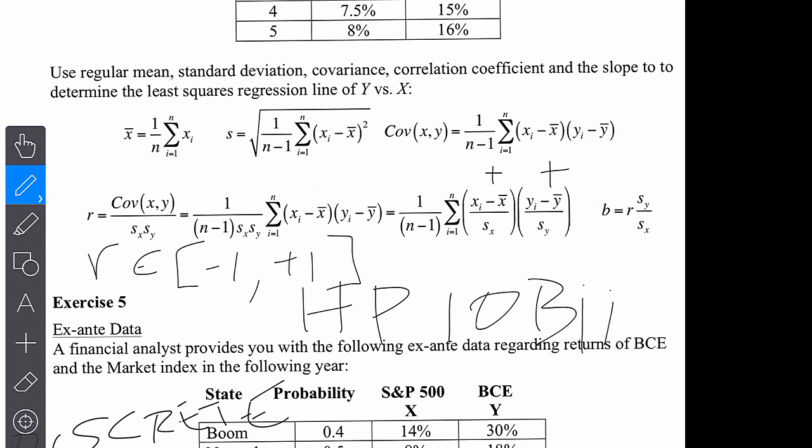If instead, when x is above its mean, y tends to be negative most of the time, then these will be multiples that become negative because you're multiplying a positive by a negative, and that'll give you a negative, and you'll be adding a bunch of negatives, and so R will be negative.